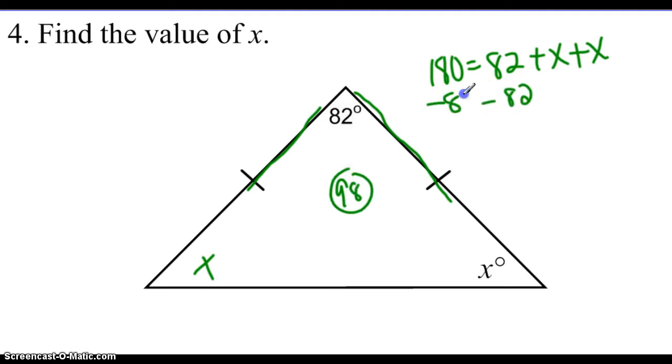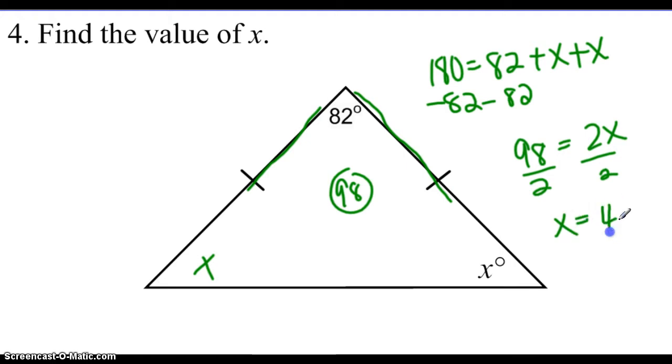So you're going to subtract 82 and you're going to get 98 equals 2x, and then all we need to do is divide by 2, and x is 49 degrees.